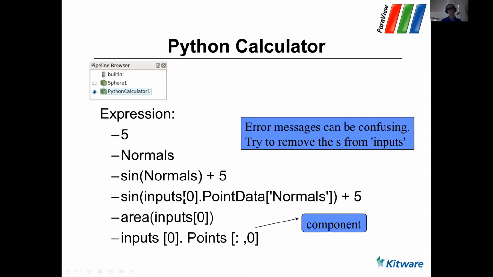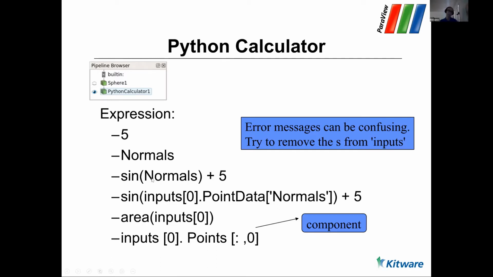This is the interface we've seen earlier. So inputs of 0, that's the input to your filter. It's 0 because a filter can have several inputs. Dot point data, and this is accessed as a map value. So this is the interface we've seen earlier.